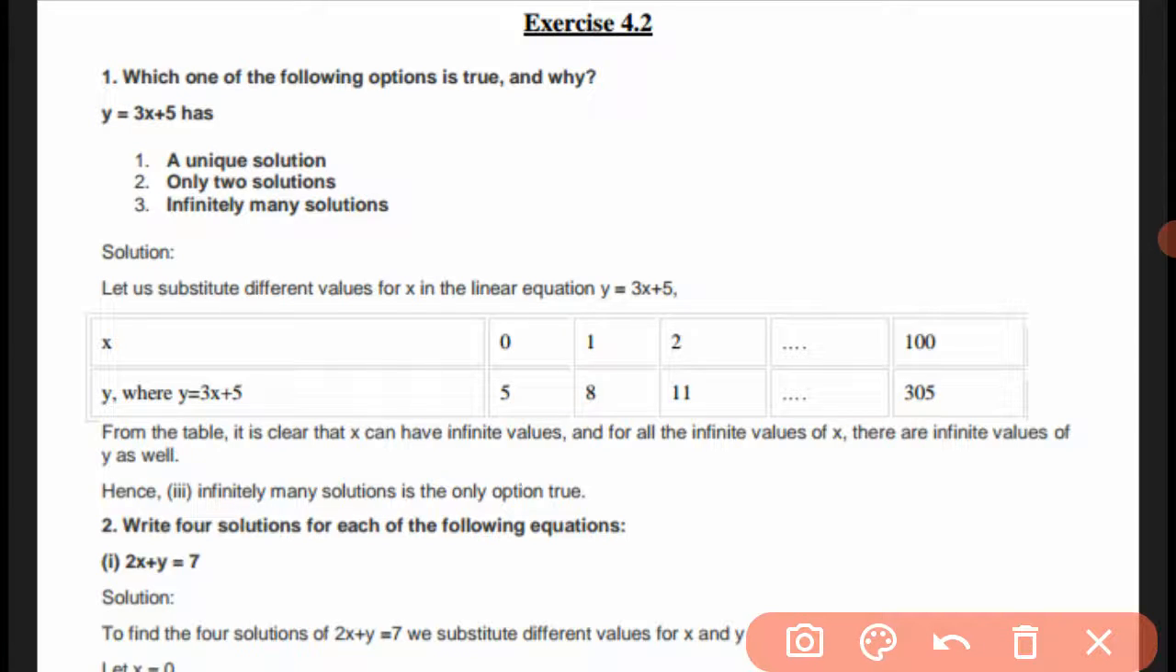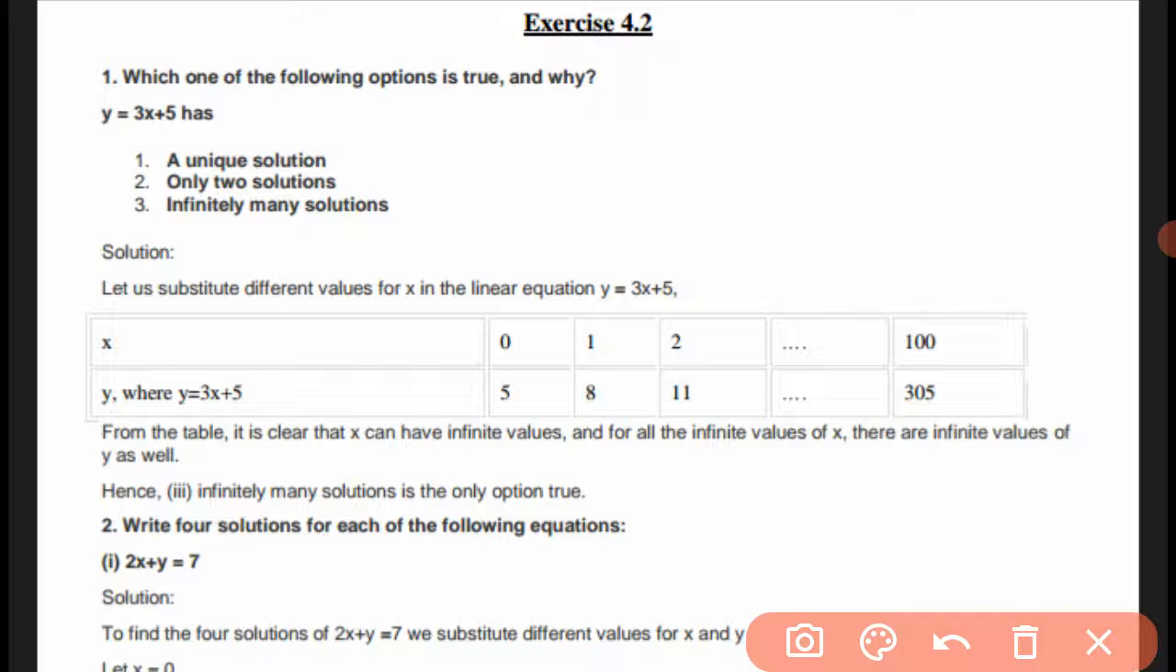So here we are given y equals 3x plus 5. What kind of solution does it have? It has a unique solution, only two solutions, or infinitely many solutions. So the correct answer will be that it has infinitely many solutions. Why does it have infinitely many solutions? Because when we put any number as the value of x, we will find a corresponding value of y also. So in this we can make a table.